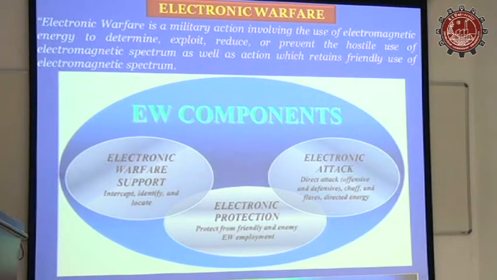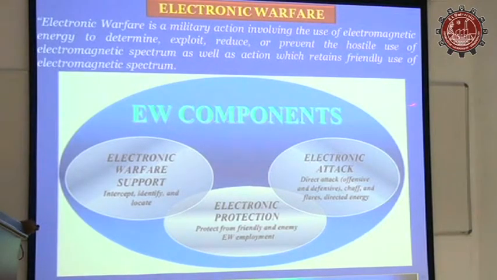So our laboratory is working on electronic warfare systems. This is the basic definition of electronic warfare: a military action involving the use of electromagnetic energy to determine, exploit, reduce or prevent the enemy's use of the electromagnetic spectrum, as well as actions taken to retain friendly use of the electromagnetic spectrum.